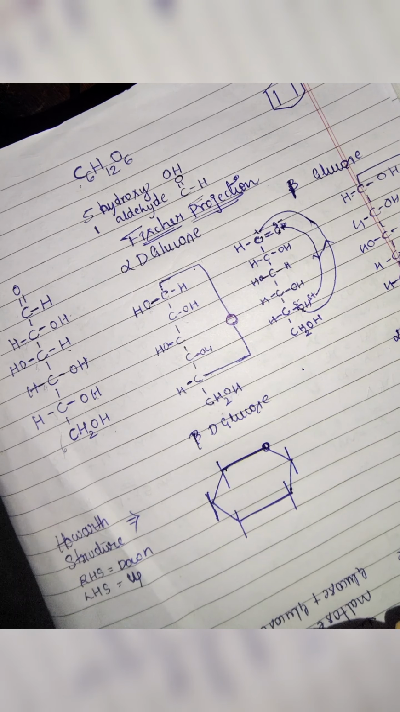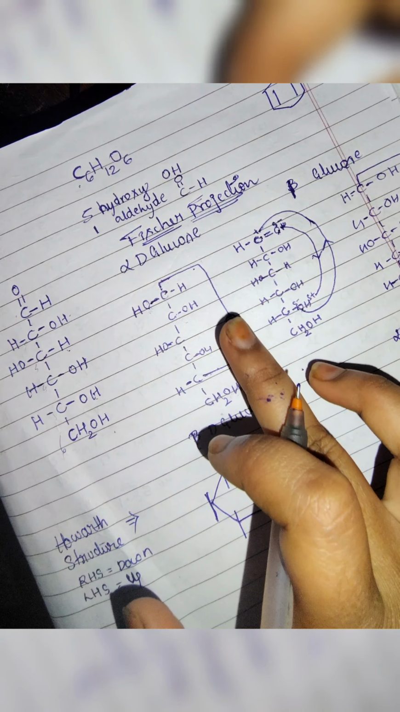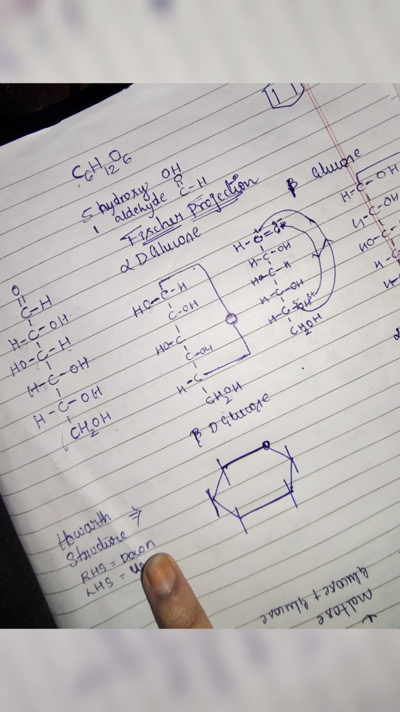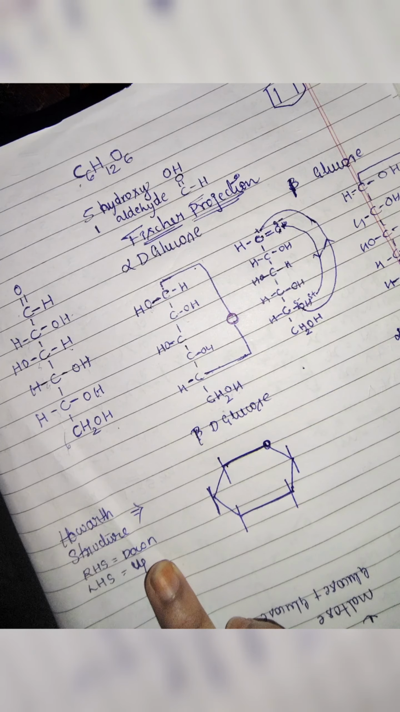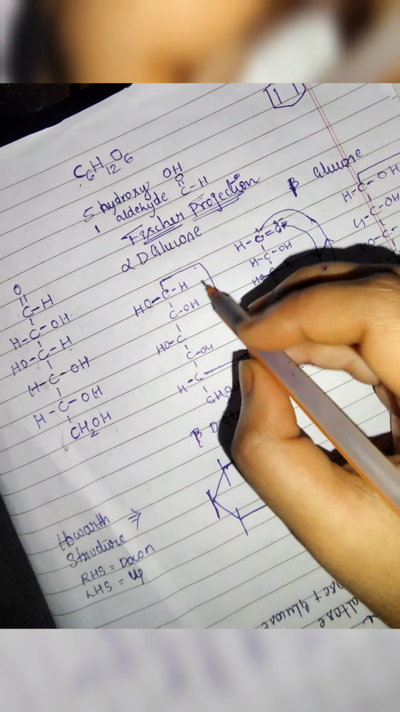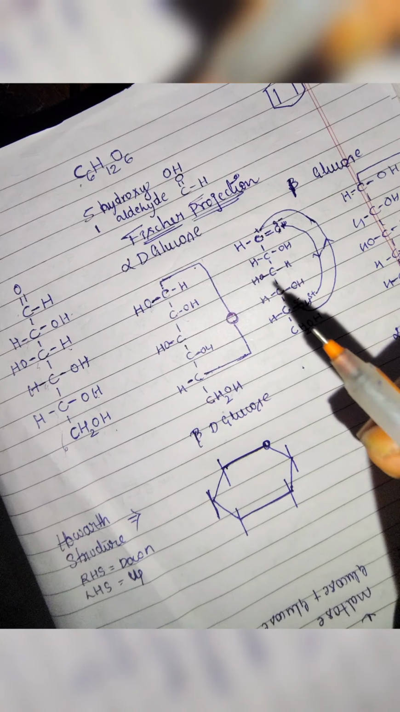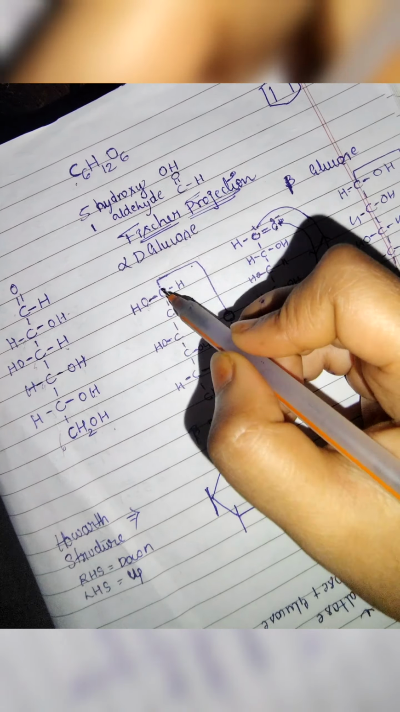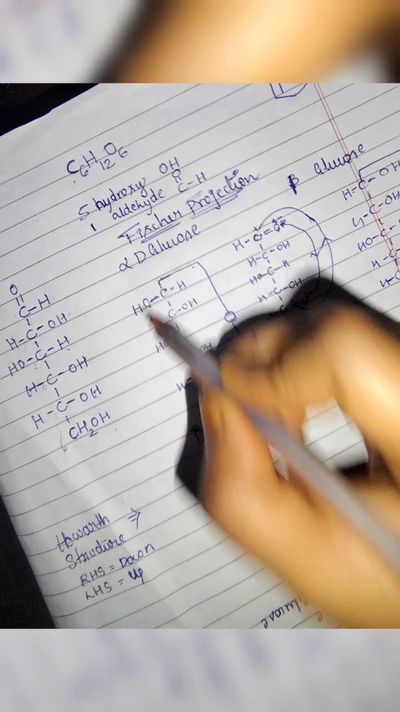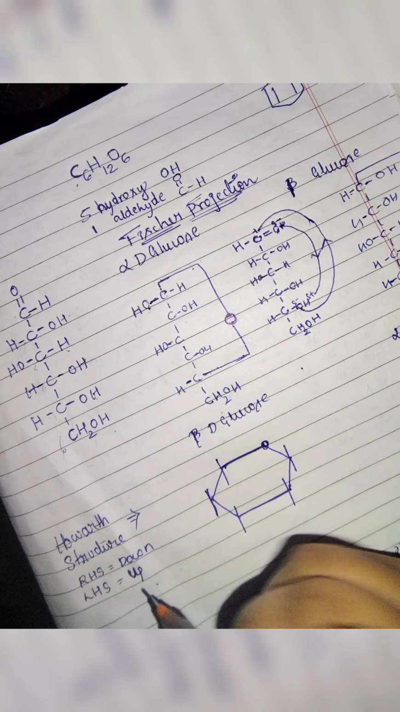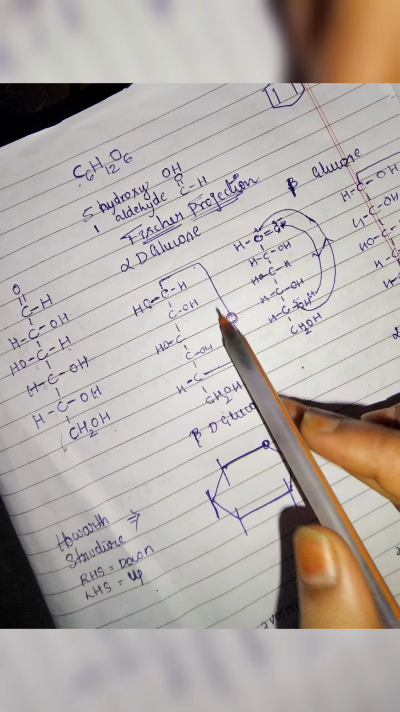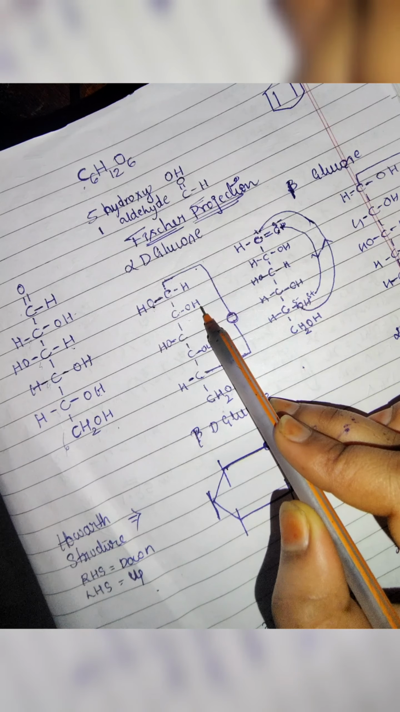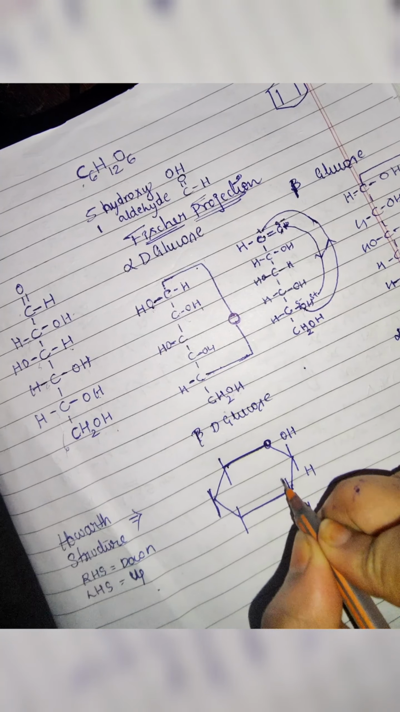And what I said here, whatever OH group is present on the right side, you have to write it downwards. Whatever is on the left hand side, you have to write upwards, I said, right? So first let us see the first carbon atom for beta-D-glucose. The OH group is present on the left hand side, so we have to write it upwards. The remaining is hydrogen. Next, the OH is on your right side, so you have to write it downwards. Like this you have to write.